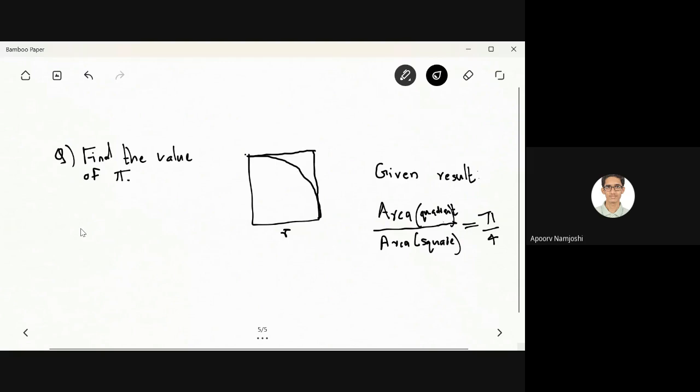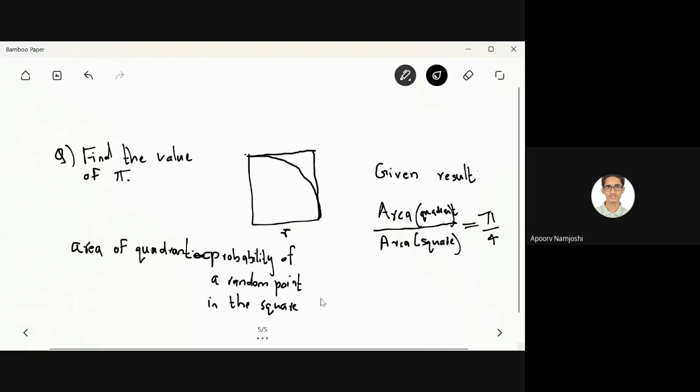And one thing which I think we can agree on here is that the area of the quadrant, or any region as a matter of fact, within the square is not equal, but proportional to the probability of a random point in the square being in that region, in this case the quadrant.